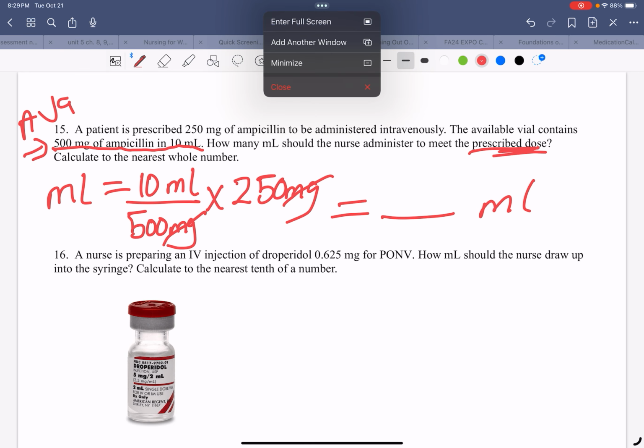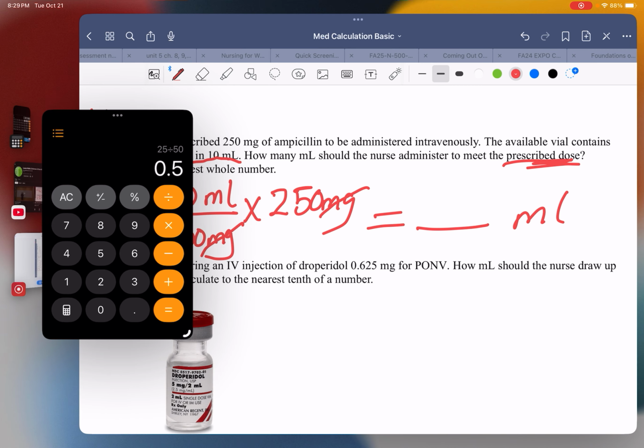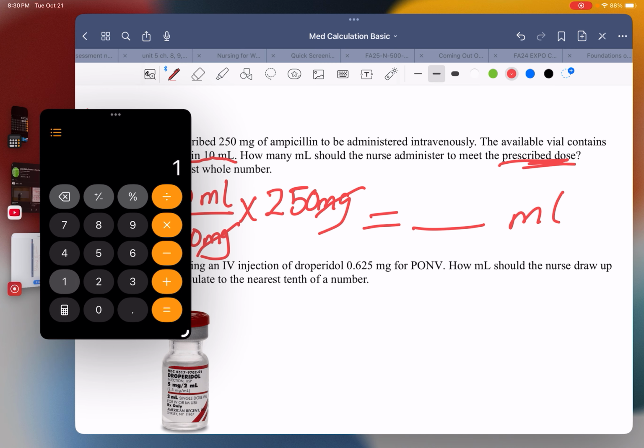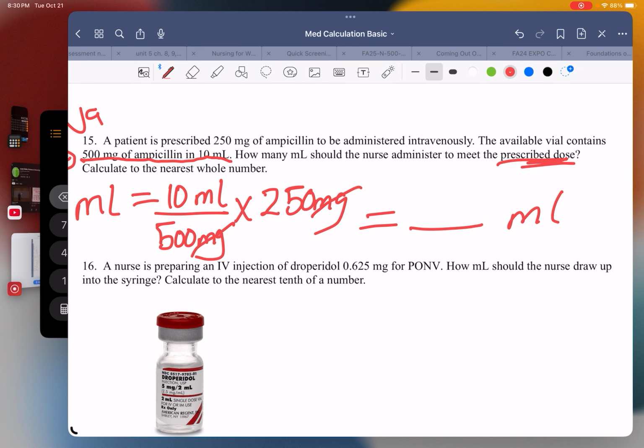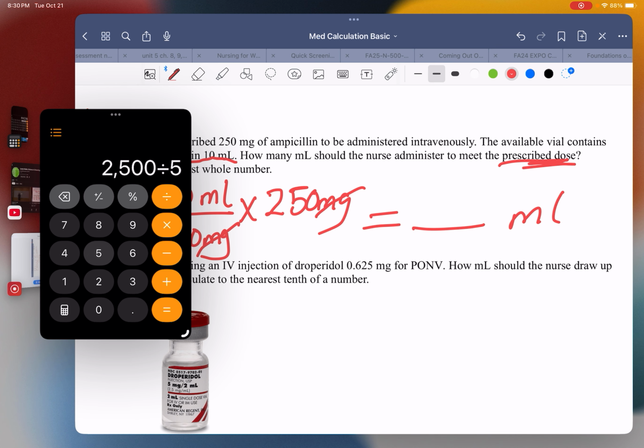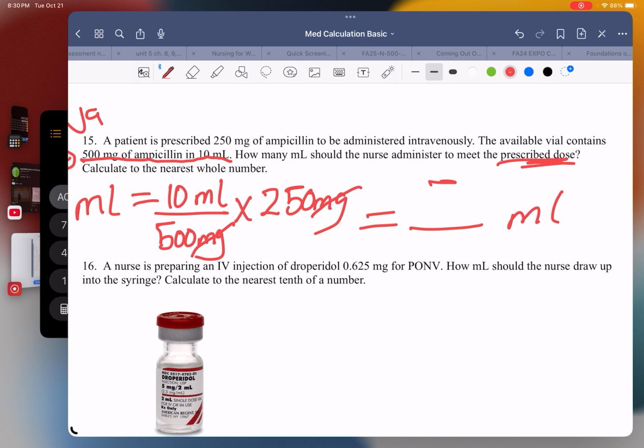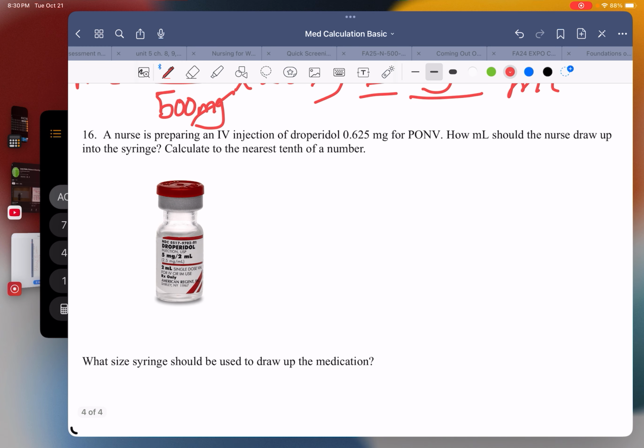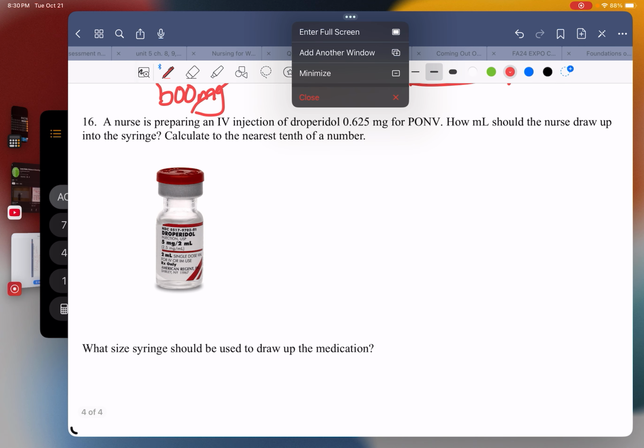So again, let's go ahead and do this together to make sure we get the same answer. So then that will be what? 10 times 250 divided by what? Let me see. 500, which is what? 5. So now you can look at this. Does this make sense? 500 milligram in 10 milliliter, and was prescribed 250. So that means the milliliter should be less. You can see right here. Does make sense. All right, now we are on to the last one.